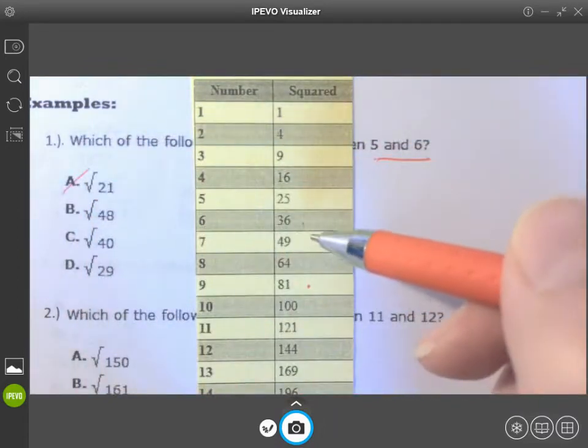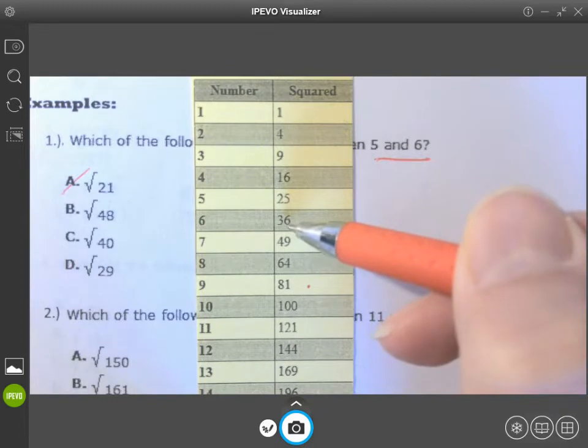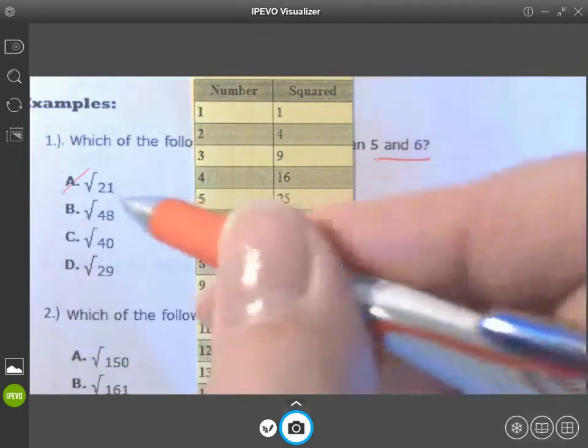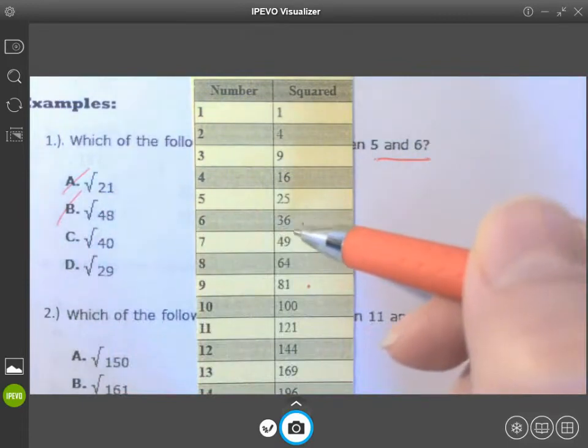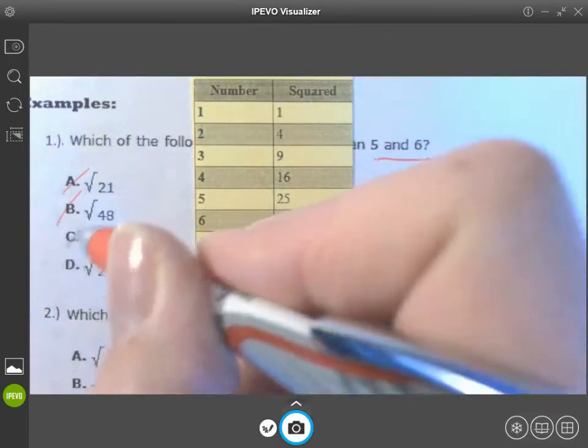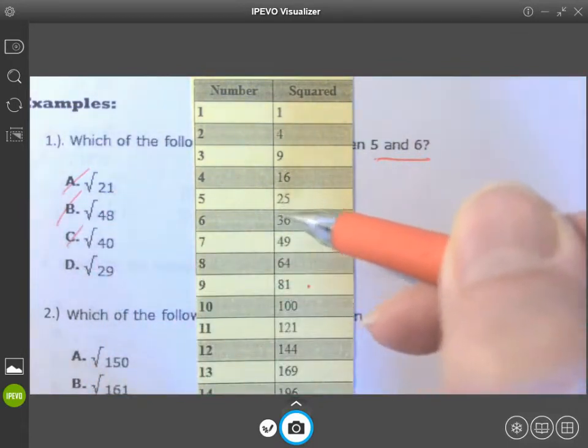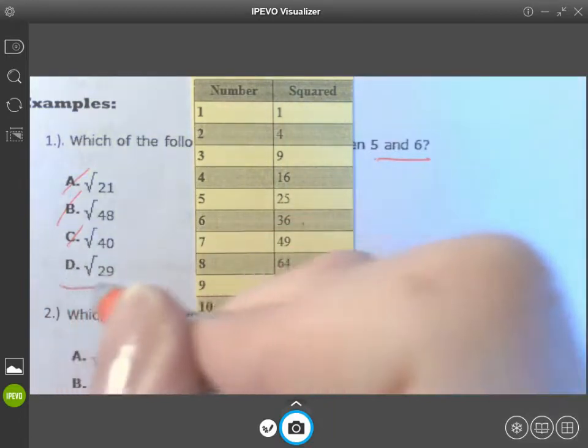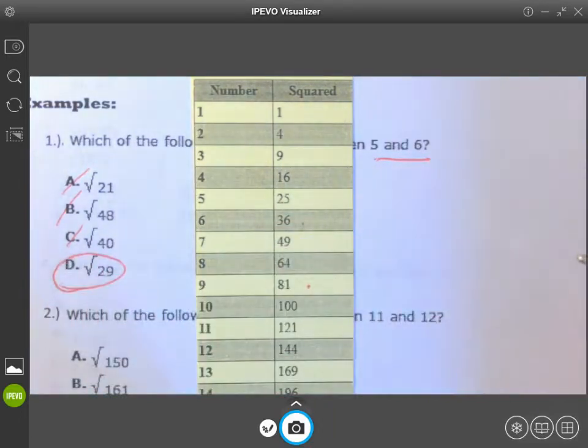Square root of 48 would be between 6 and 7, because isn't 48 between 36 and 49? Square root of 40, still there. Square root of 29? Why? Because none of them are even between 5 and 6. Square root of 29 is. It's only 21, 48, 40, and 29.